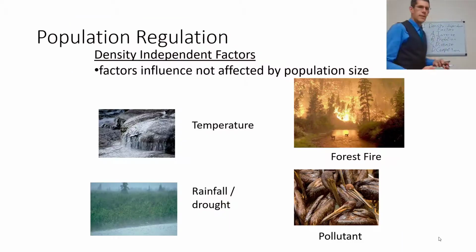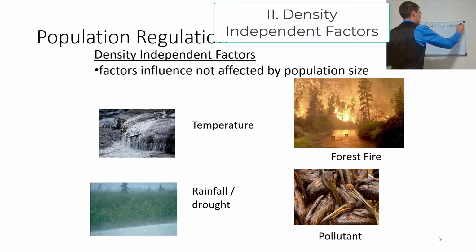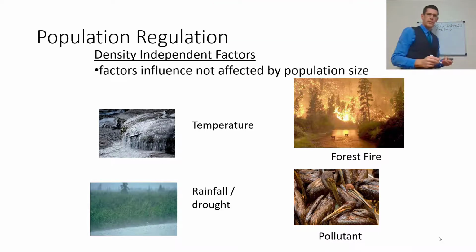You also have density-independent factors. So these are going to be occurring regardless of what's really going on. So temperature changes, that's more of the air, the sunlight, the breezes. That's what's going to be influencing those temperature changes, not the number of deer in an animal area.